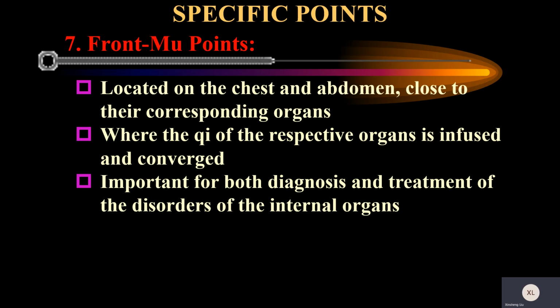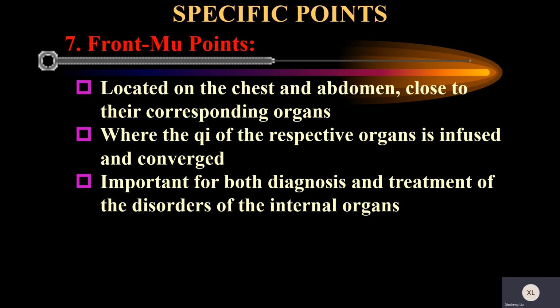Number 7 is the front mu points. From the name, it is located on the body front. Mu seems like the convergence of the energy, right? Convergence, gathering energy. Located on the chest and the abdomen, close to their corresponding organs. That's interesting, right? Real close. Where the qi of the respective organs is infused and converged. Important for both diagnosis and treatment of disorders of the internal organs.